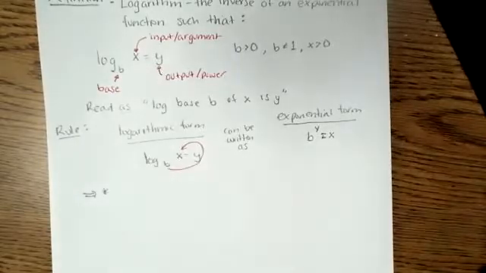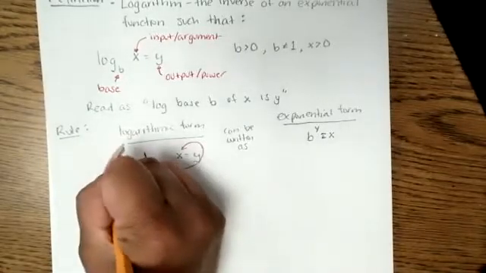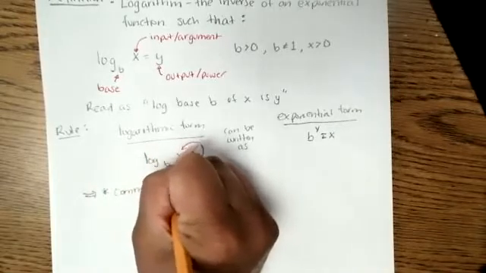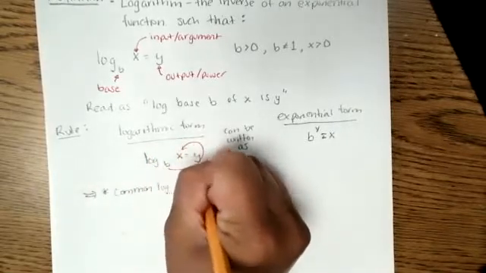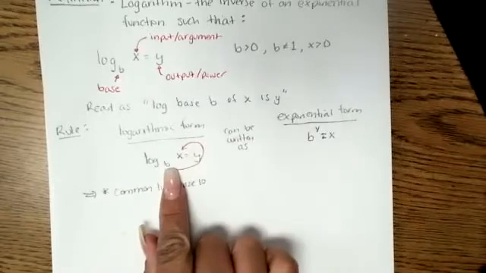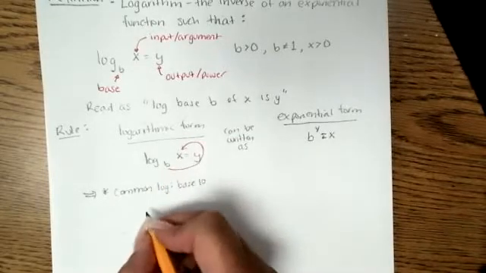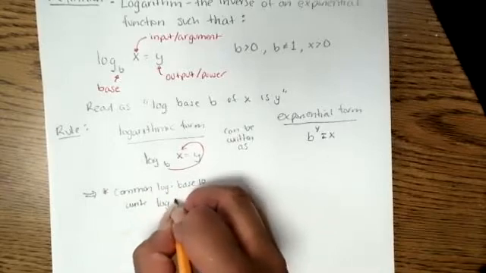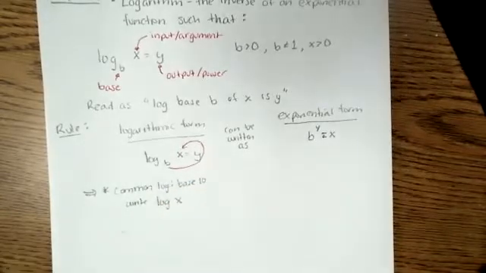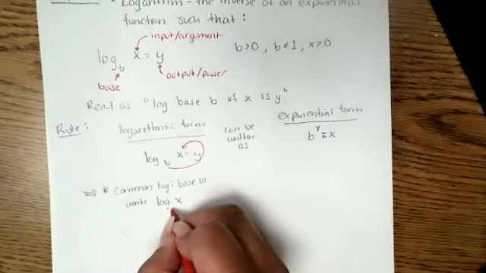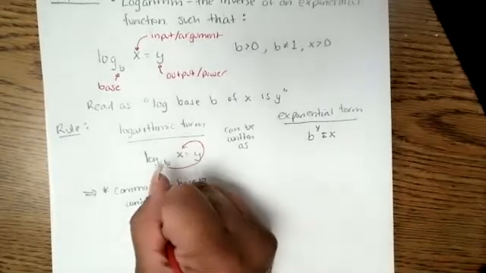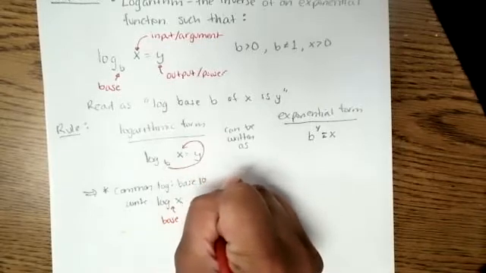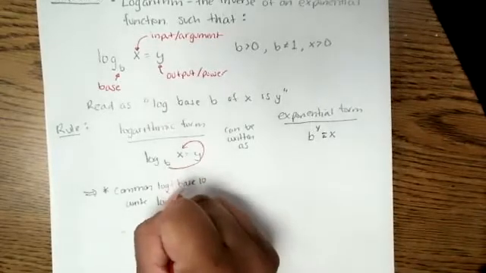Now, common log is always going to be base 10. So if they don't have a base there, it's going to be an automatic 10. You just don't see it. And the way that you write it is you just write log of x. So you notice how there's no number right here at the bottom? The base is assumed to be 10.